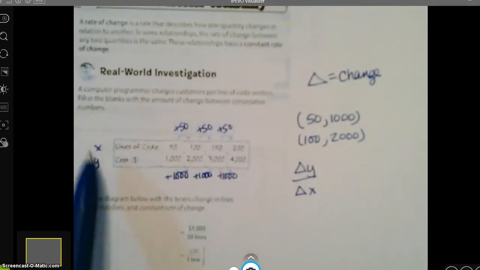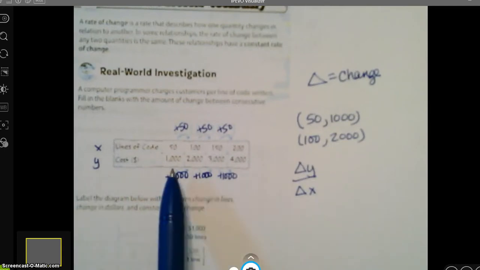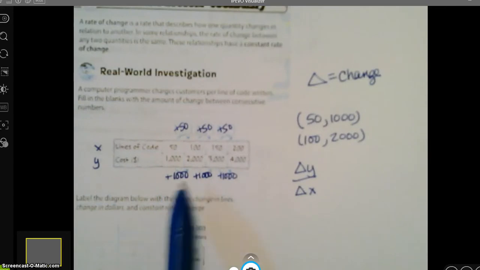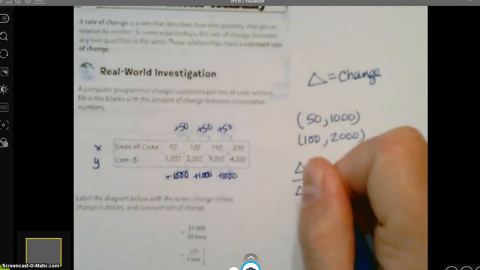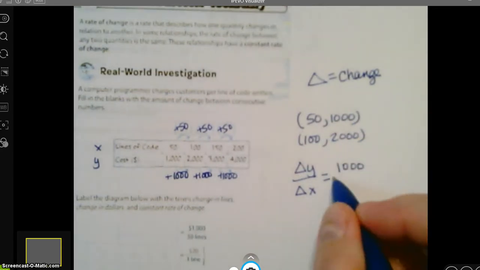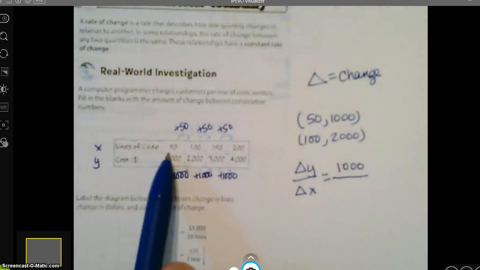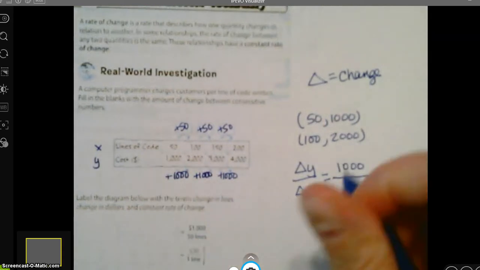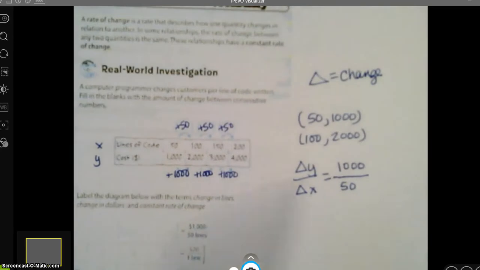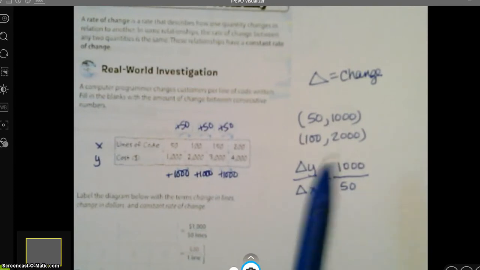Okay? So notice where y is. Y is down here, okay? So how much did y change by each time? Well, that's what this is right here. Each time y changed by $1,000, okay? And then the x value, it changed by 50. So that is my constant rate of change. So we would be reading this as $1,000 per every 50 lines of code, right? This is a correct answer.